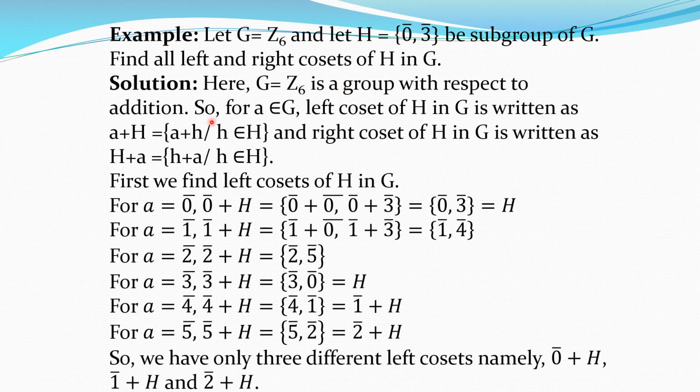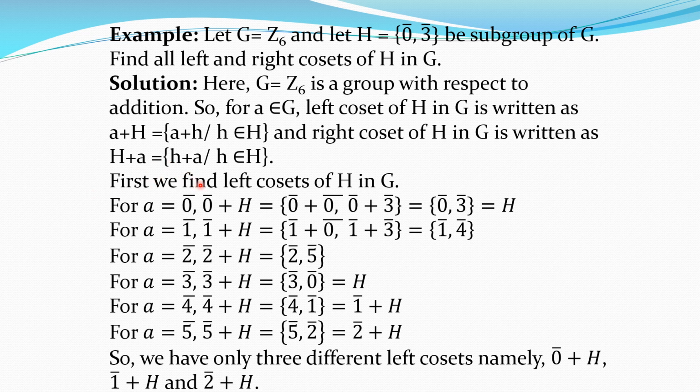Now Z6 is a group with respect to addition. So for a belonging to G, the left coset of H in G is written as a plus H. Now why are we adding here? Because Z6 is a group with respect to addition. So for every element in G, we find sets of the type a plus H, and all these are considered left cosets. So a plus H is a plus h, where h is in H. It means we are adding a to every element of H from the left hand side. Similarly, the right coset of H in G is written as H plus a, which is h plus a, h in H. So we are adding a to every element of H from the right side.